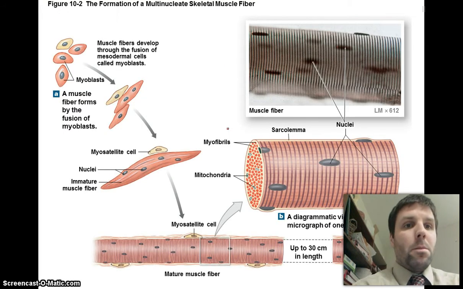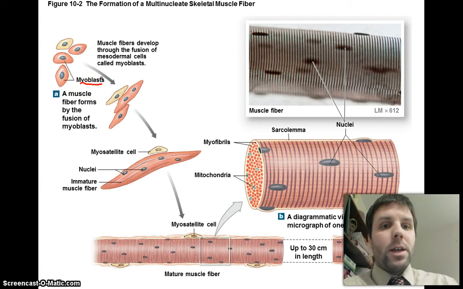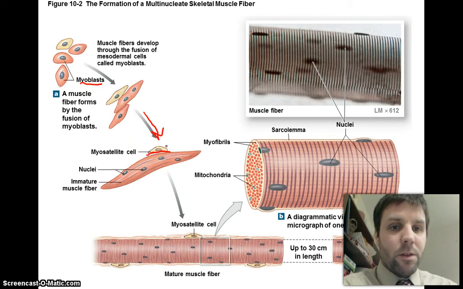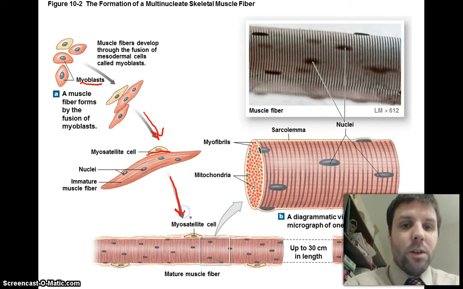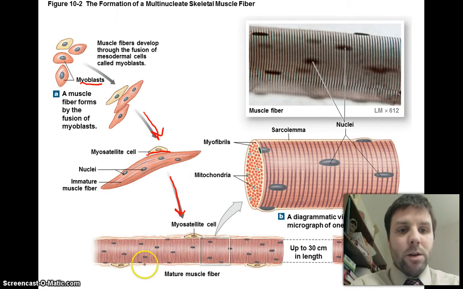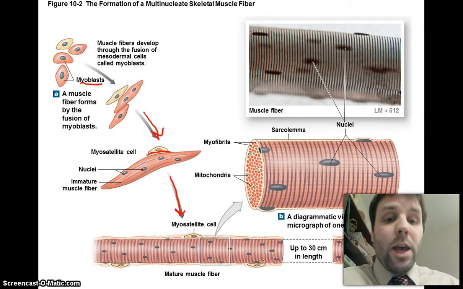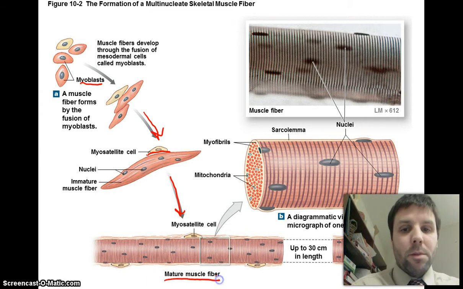Let's look at the picture here. You can see we start with myoblasts, muscle builder cells up here. They come together over time. Myosatellite cells, cells that help repair those stem cells of muscle fibers. Eventually they fuse and they form something that we've seen before. Okay, this long parallel fiber. It has striations. It has many nuclei. And eventually you get what we call a mature muscle fiber.